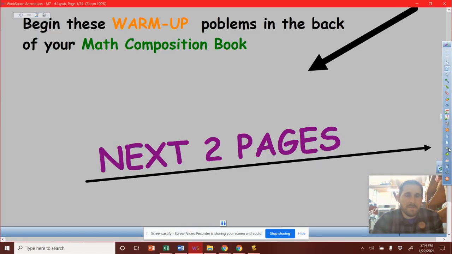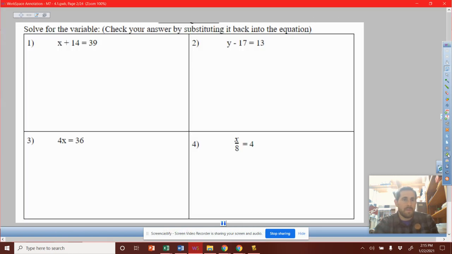All right, our warm up. We're going to look at two different slides, two different pages. So here's your first one. I want you to try to take a look at it. It's solving equations, and I'm kind of just evaluating here how much background you all have.